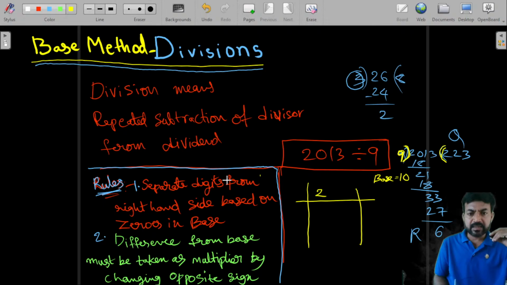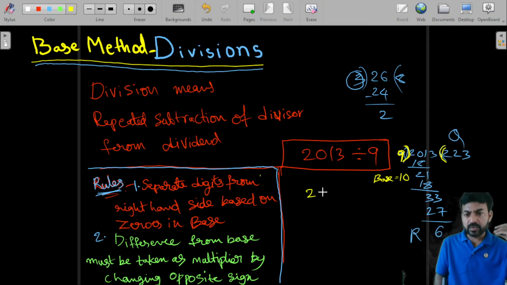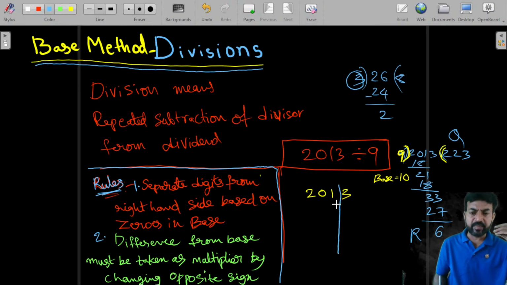Separate digits from the right hand side of the dividend based on zeros. Which digits? You have to separate 2 0 1 3. We separated 3 here. I will write it again. 2 0 1 3, right? Separate 3 here because we have 1 zero in the base. So 1 zero means separate 1 digit. 2 zeros in the base means separate 2 digits.